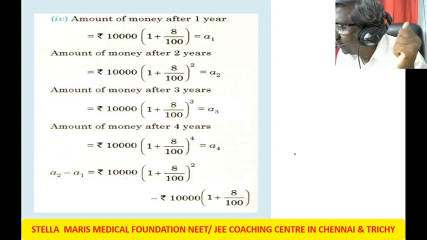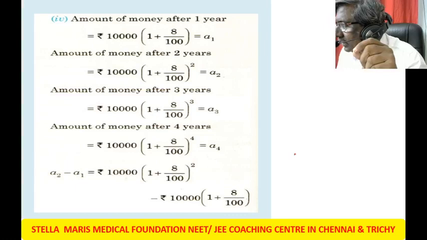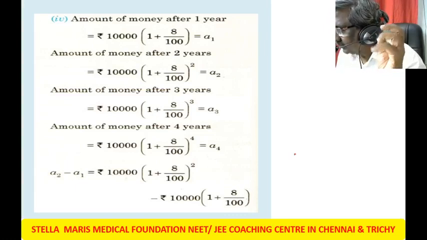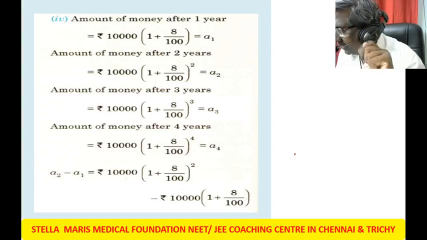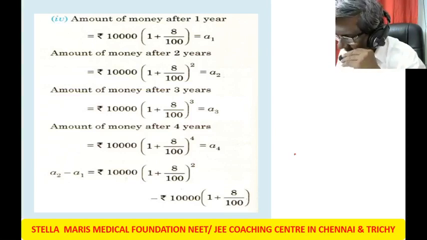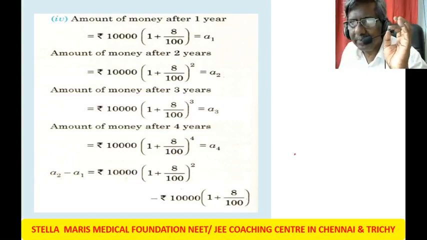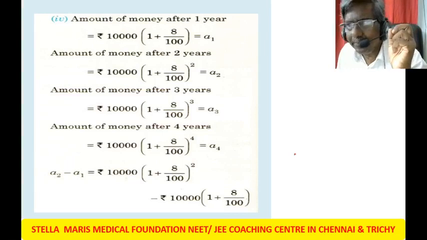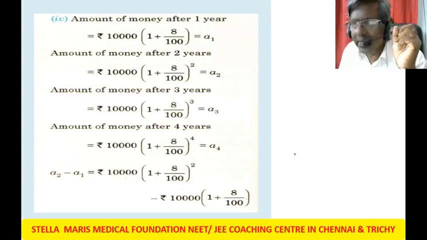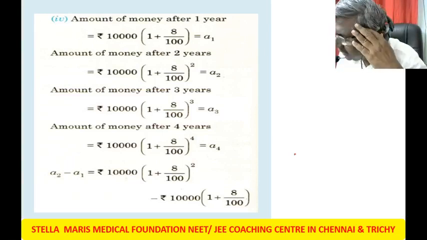Now we'll read this problem. The fourth problem, exercise 5.1. The amount of money in the account every year when 10,000 is deposited at compound interest at 8% per annum. So it is P into 1 plus R by 100, that is the formula.